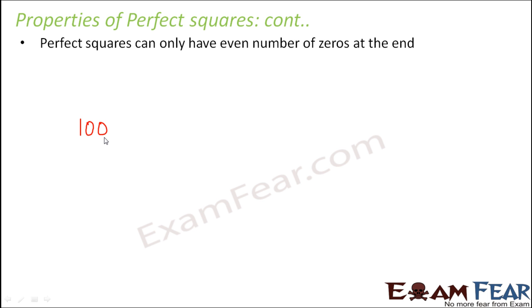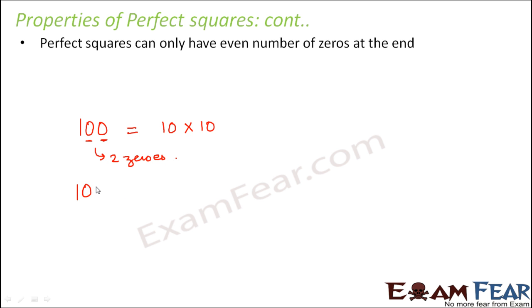Now, is 100 a product of two same numbers? Yes, because 100 is a product of 10 and 10. So two same numbers, when you find their product, you get 100. So 100 is a perfect square. But how many zeros does 100 have? In 100, there are 2 zeros.